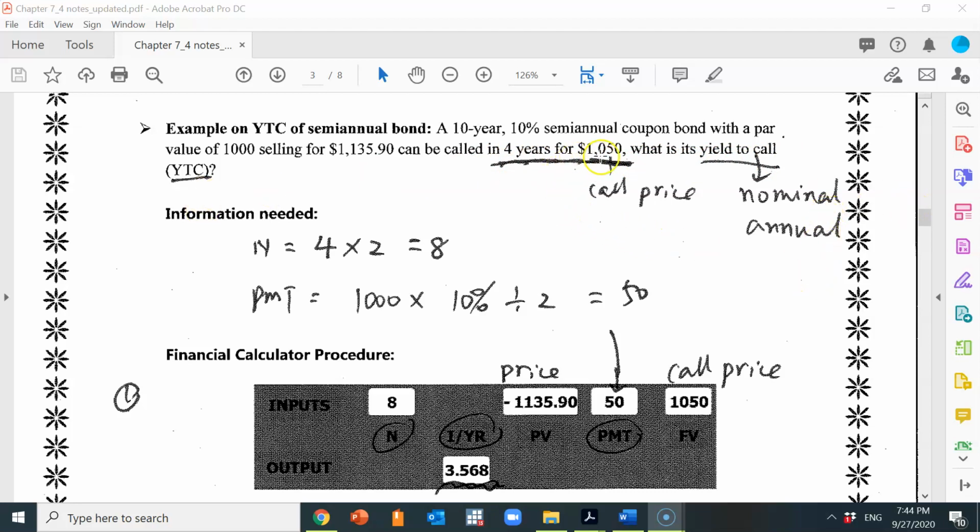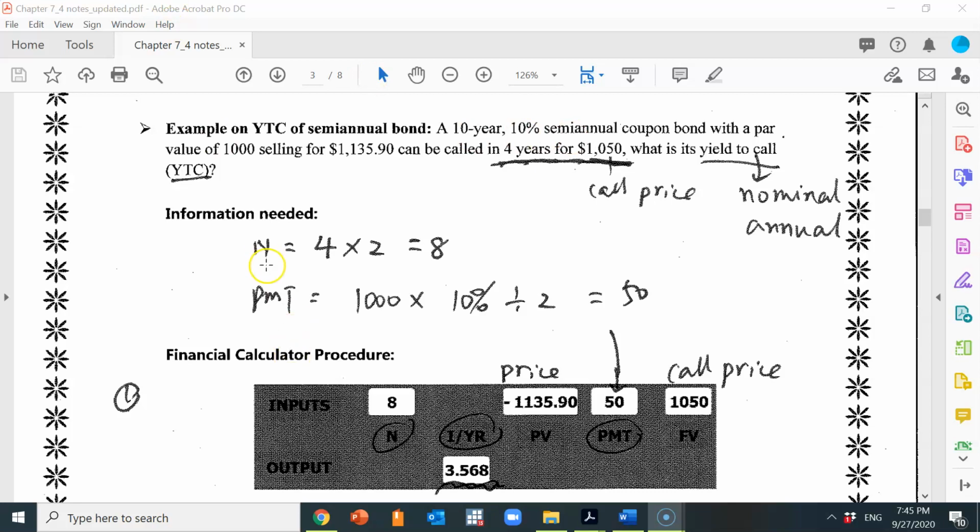Okay, so we know the call price here is 1050. We also know that the question is asking for yield to call. The question is actually asking for nominal annual yield to call, not semi-annual yield to call. Whenever the question gives you something or asks for something, it is always giving or asking a nominal rate. Here, the 10% semi-annual coupon bond means that this bond has a 10% annual coupon rate, and this bond is a semi-annual bond.